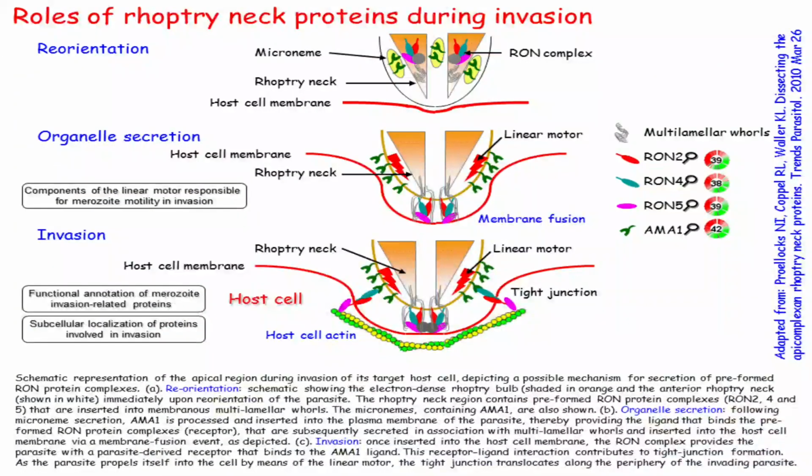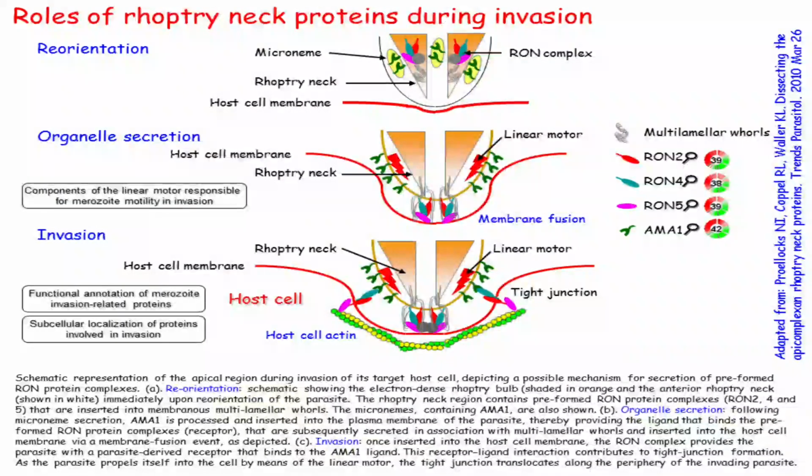So here we see the role of Rhoptry-Microneme protein during inversion. There is reorientation, organelle secretion, and inversion. So the role of Rhoptry-Microneme protein during inversion has 3 stages. One is reorientation, then organelle secretion, then lastly inversion, when the parasite invades the normal red blood cell membrane.